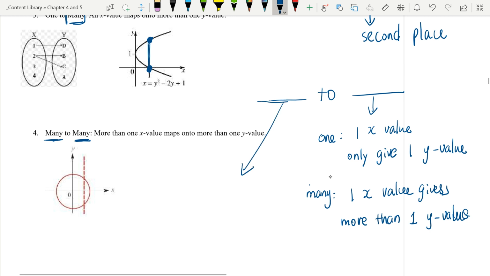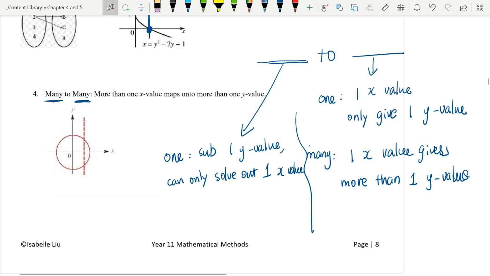So for the first one, it's the other way around. If that's a 1, it means you sub one y value in and can only solve out one x value. Okay, you sub y, it's different, it's the other way around. The second bracket means you sub one x in, you have one y or many y. And now if you pick a y value, sub into the equation, how many x can you solve out? If it's a 1 there, you can only solve out one x.